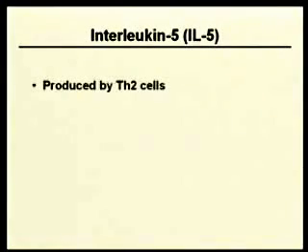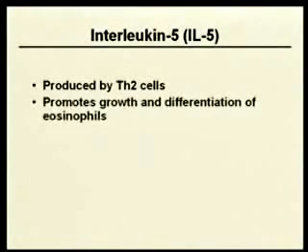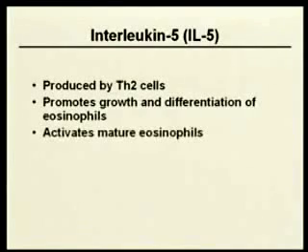Now we'll see interleukin-5 is one of the last ones. Again, this is produced by Th2 cells. In addition to being produced by Th2 cells, one of the main functions of this is to promote the growth and differentiation of eosinophils. So this can activate mature eosinophils.